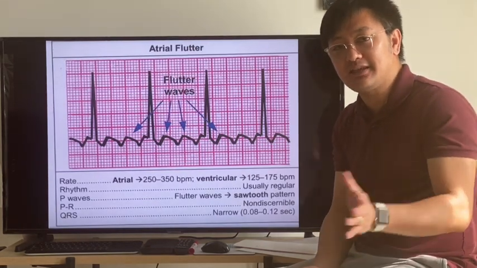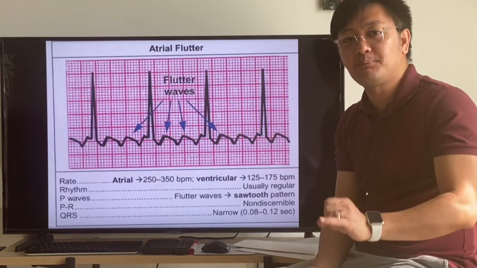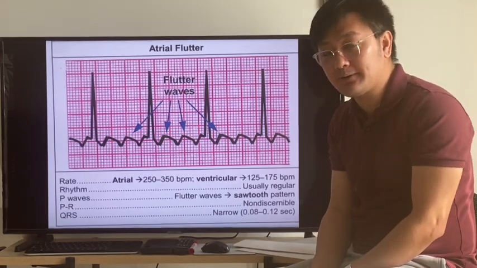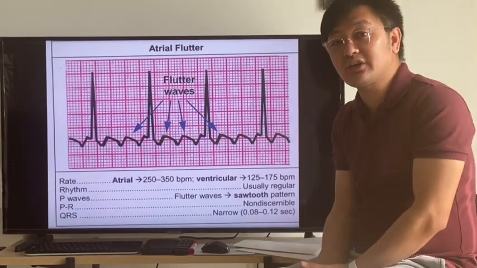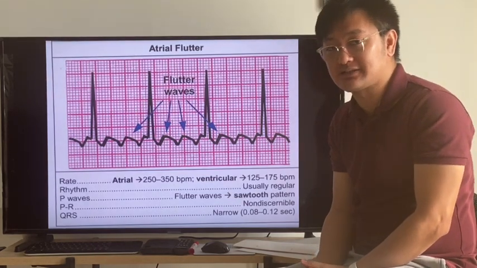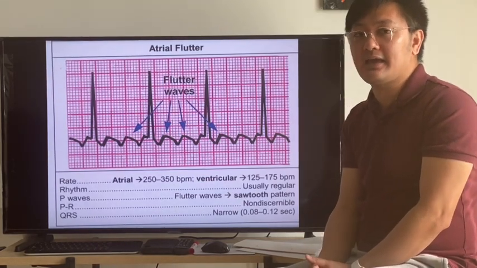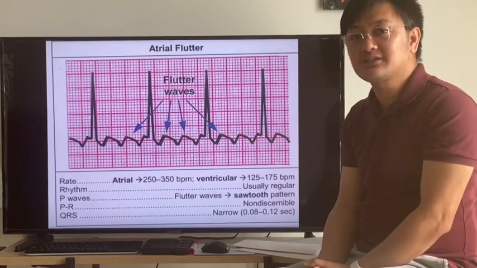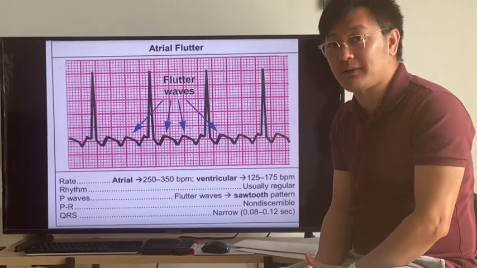PQA drugs. P stands for procainamide, Q stands for quinidine. Procainamide and quinidine are antidysrhythmic agents. And the last A stands for aspirin. Aspirin is a form of antiplatelet drug.